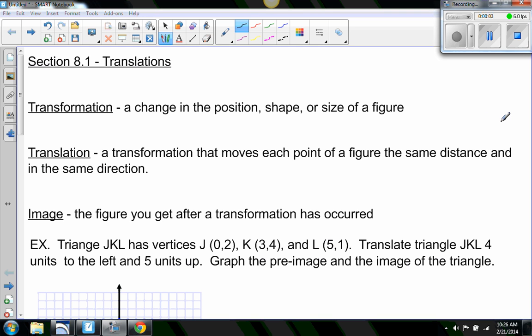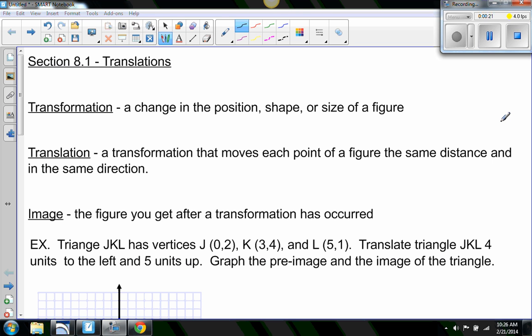Hello, 8th graders. Your new section is going to be on section 8.1 from the book, which is on translations. We did some things with translations last year, but we're going to do them a little more in depth this year, and do some different things with them.